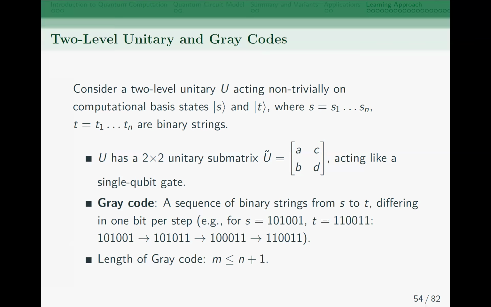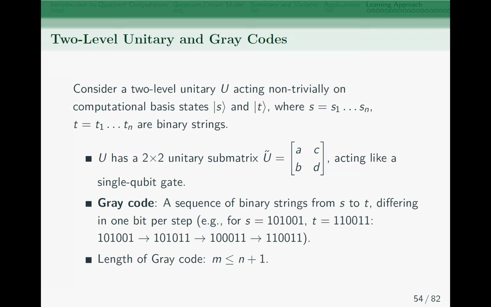So for example, this is S, right? 1, 0, 1, 0, 0, 1. Let's say I change the fifth one. I change this 0 to 1, so I get 1, 0, 1, 0, 1, 1. After that, I flip the third bit from 1 to 0, so I get 1, 0, 0, 0, 1, 1. Then I flip the second bit to 1, so I get 1, 1, 0, 0, 1, 1. So these Gray codes are very simple. You start with S and T, but you only differ in one bit per step.